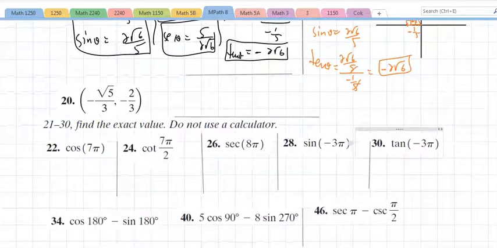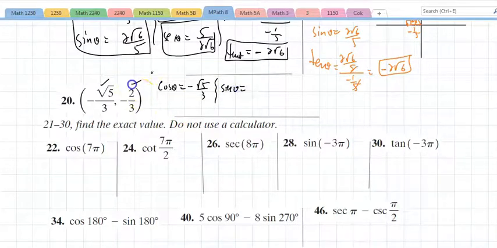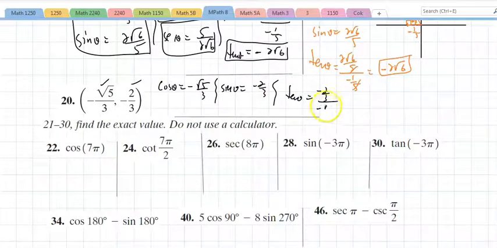Alright, and number 20 again, I could say this is a unit circle. The cosine of theta is negative radical 5 over 3. The sine of theta is the y, negative 2/3. And tan of theta is the y over the x, and that is 2 over radical 5. If you rationalize, that's 2 radical 5 over 5. I'm sorry, if you rationalize. And there it is.